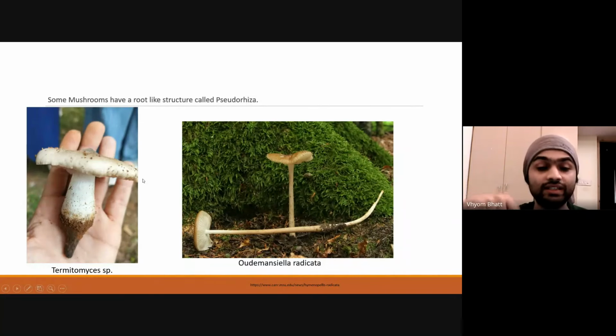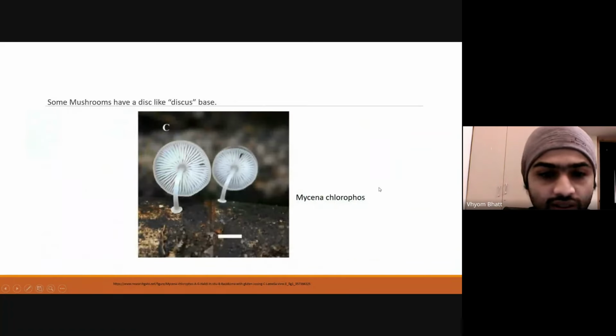If you can dig it out nicely, slowly, it can be a hectic process for some if the soil is very tight. But yeah, patiently dig it out and document it. Then you have Hymenopellis radicata. They also have a nice pseudorhiza. So that's again an identifying feature.